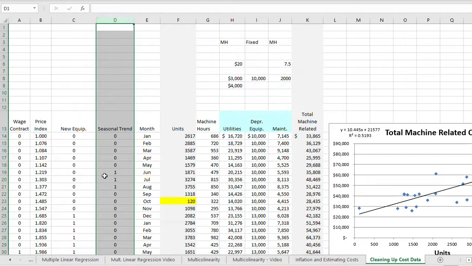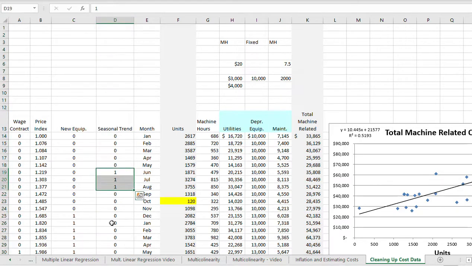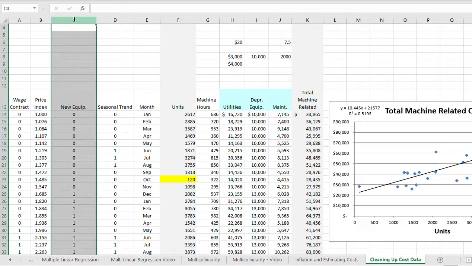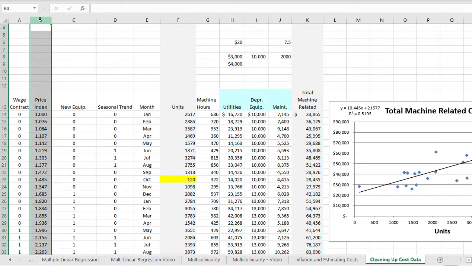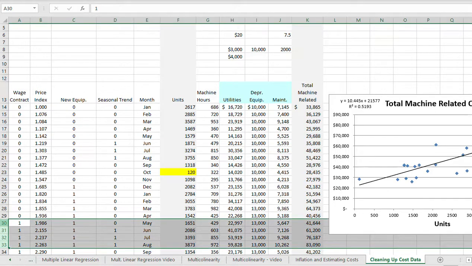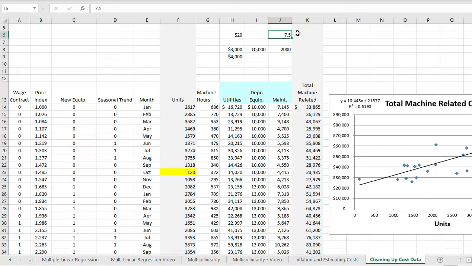Our utility costs are higher in the summer months when we're running our air conditioning to cool our factory. In addition, our depreciation expense is linked to the purchase of new equipment, and we're going to have the impact of inflation and a revised wage contract, where beginning in the month of May, in the second year, our workers will receive a 7.5% increase in wages.